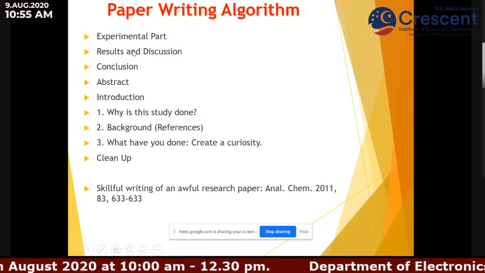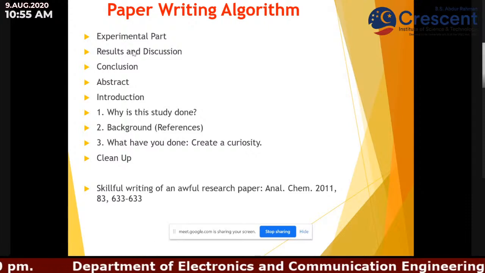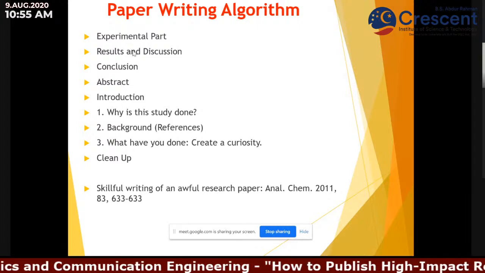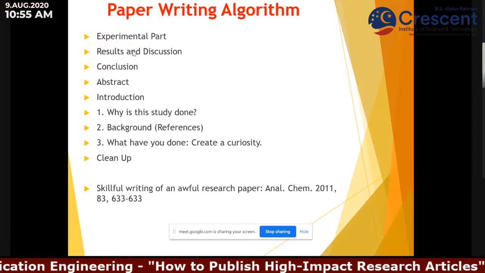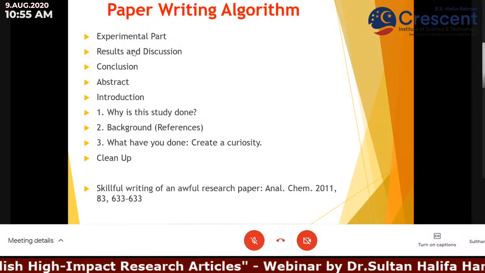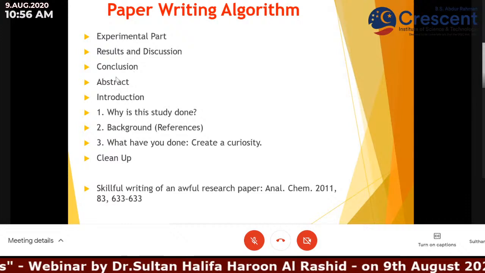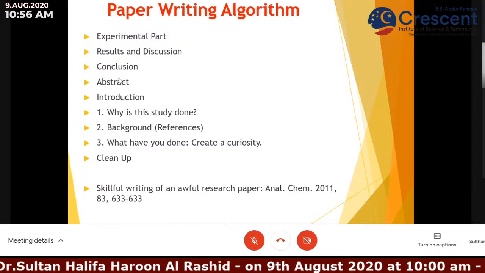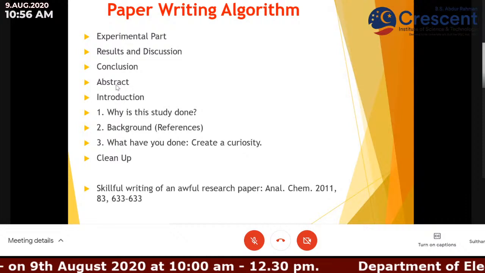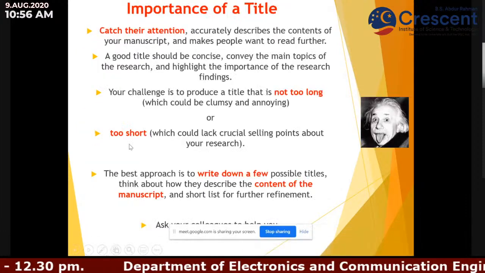Okay, so you write your experimental part, results and discussion, then you're good to write your conclusions. This is what I did and this is what I got. And all the journals have a certain limit for conclusions, so try and highlight the important things of your paper. Now you write the abstract and introduction. I'm going to deep dive into this abstract part now and we'll come back to the others later.